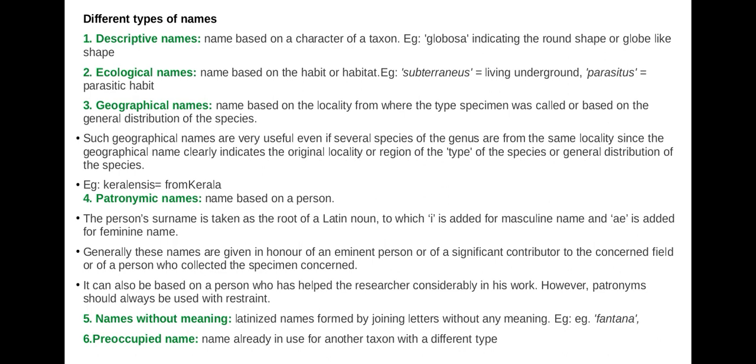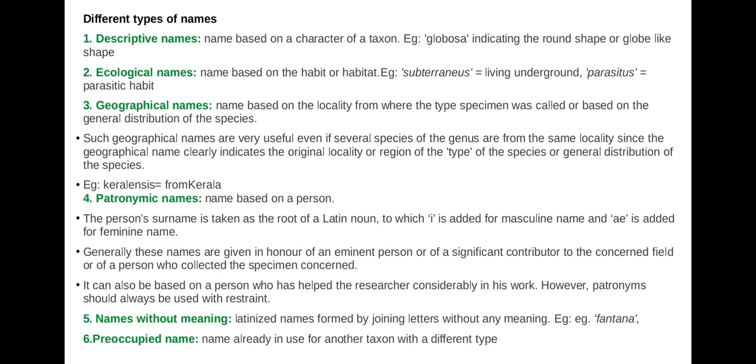Then patronymic names: names based on a person. A person's surname is taken as the root of a Latin noun to which i is added for a masculine name and ae is added for a feminine name. Generally, these names are given in honor of an eminent person or a significant contributor to the concerned field, or a person who collected the specimen concerned. It can be based on a person who has helped the researcher considerably in his work. However, patronyms should always be used with restraint.